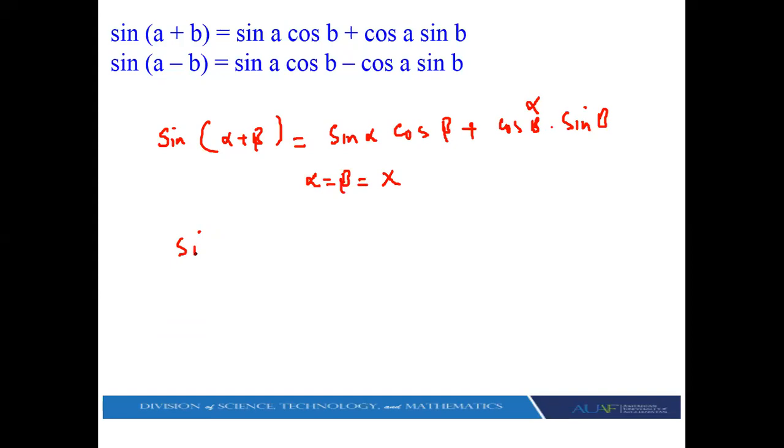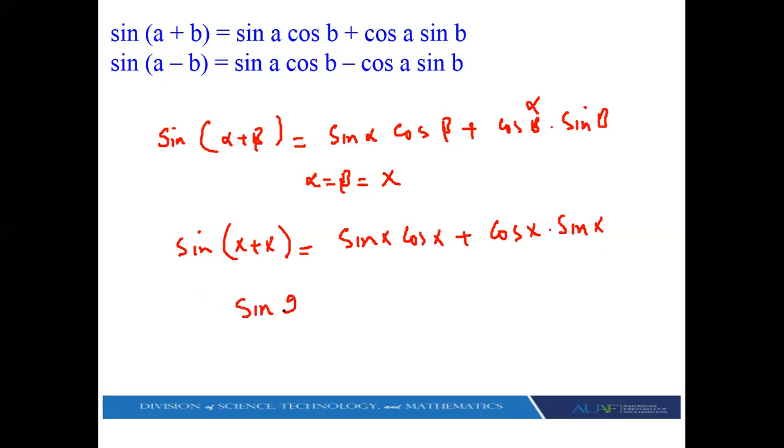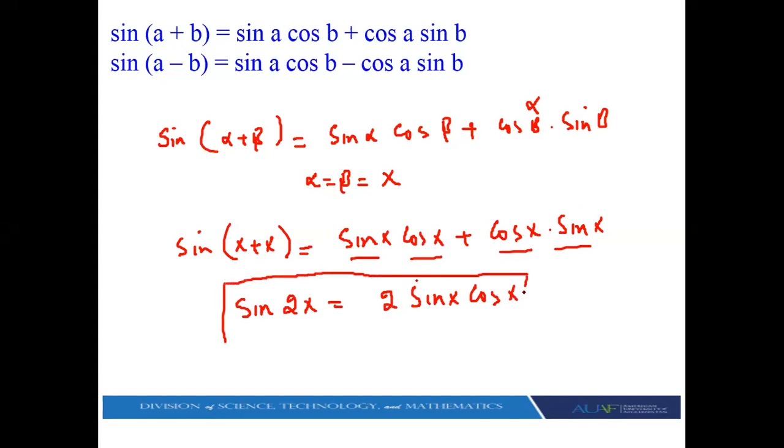We have sine of x plus x, because both are equal. So then we have sine x cosine x plus cosine x into sine x. Sine of x plus x is equal to sine 2x, equal to sine x cosine x plus cosine x sine x. This means 2 into sine x cosine x. This is our double angle formula, sine 2x.